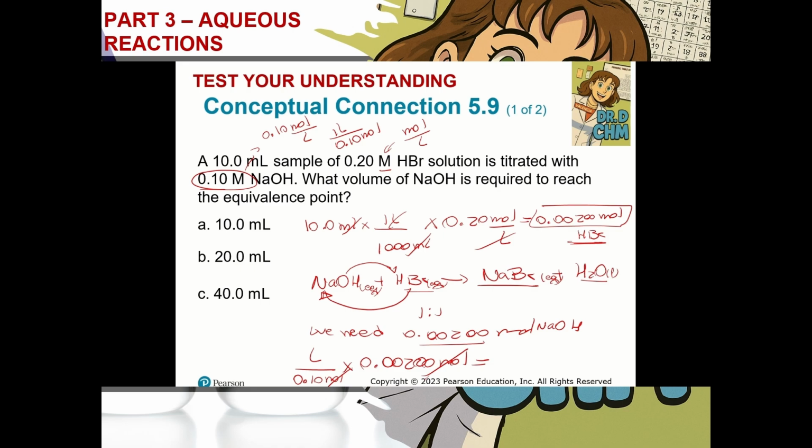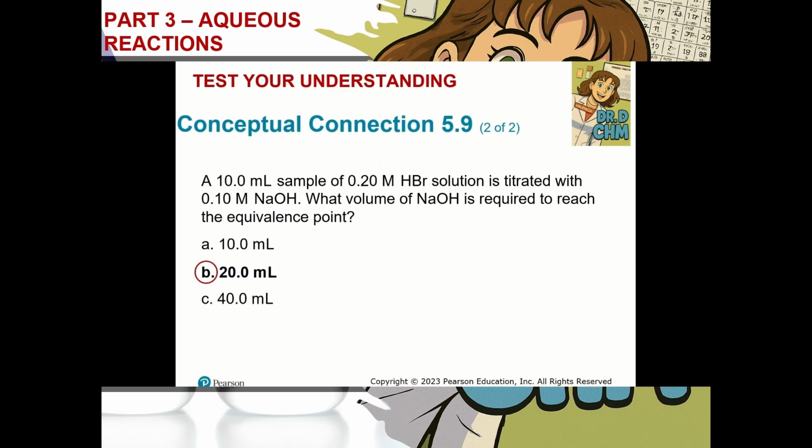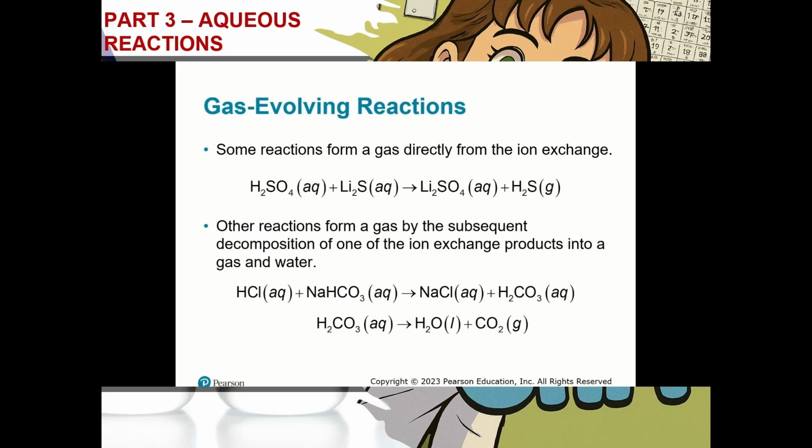So the volume will be 0.0200 liters or 20.0 milliliters. So the answer is this one. Good? So first you need to find the moles, and then you check if your reaction is 1 per 1. So then you convert the moles that you needed to the volume through the concentration that you have. Okay?